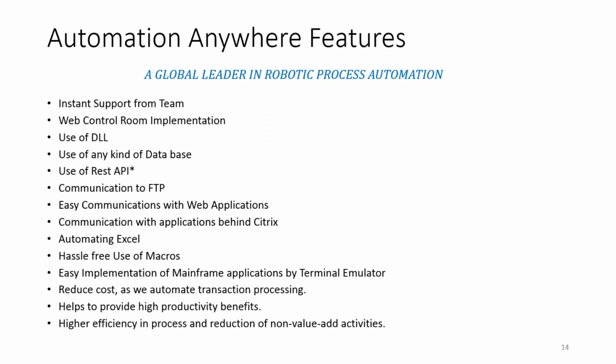You have to put your IP address and your credentials in encrypted format. It will connect, give you the data, give you the file. Easy communication with web applications, communication with applications behind Citrix, automating Excel. As we know, we will be targeting the BPO sector mainly. In BPO, if your Excel is being automated, that means 80% of your automation is done. So we can easily automate the Excel.